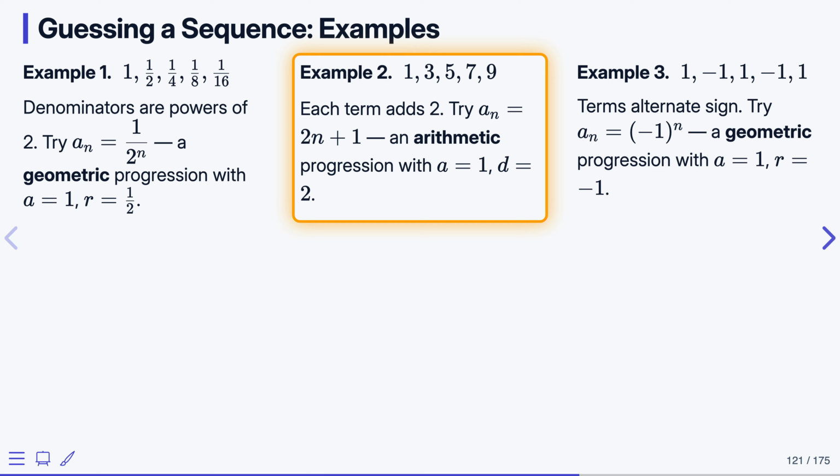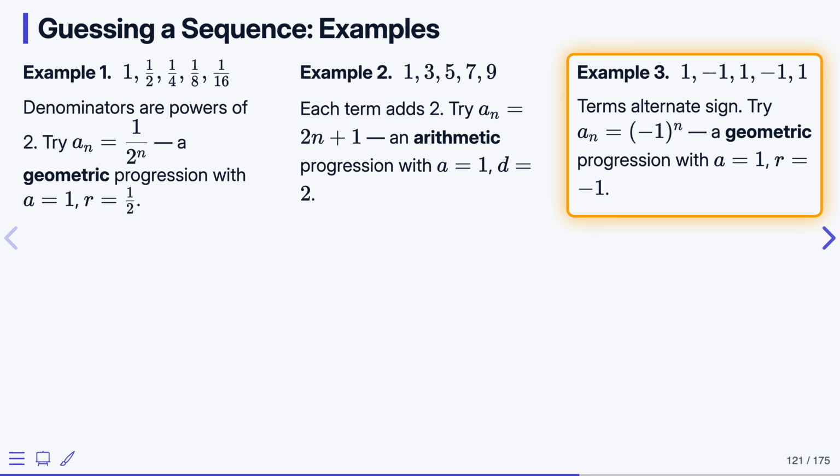Example 2. 1, 3, 5, 7, 9. Each term is the previous plus 2. So a good guess is a sub n equals 2n plus 1. This is an arithmetic progression with common difference 2. Example 3. 1, minus 1, 1, minus 1, 1. The sign flips each time. A good guess is a sub n equals minus 1 to the power n. This is a geometric progression with ratio minus 1.